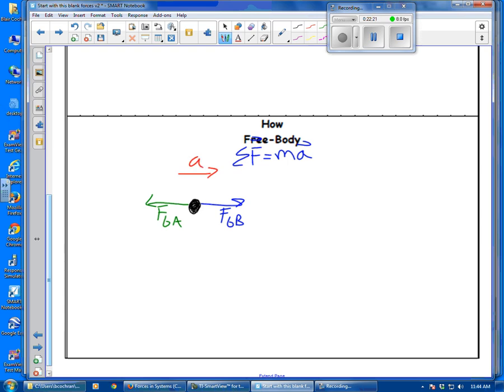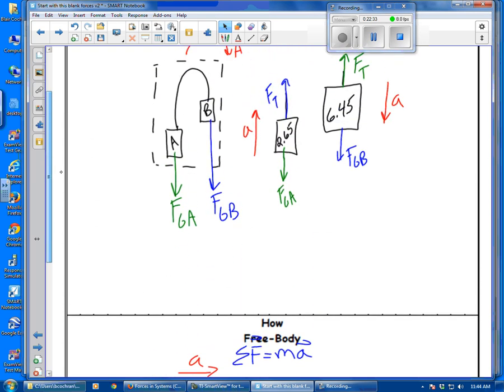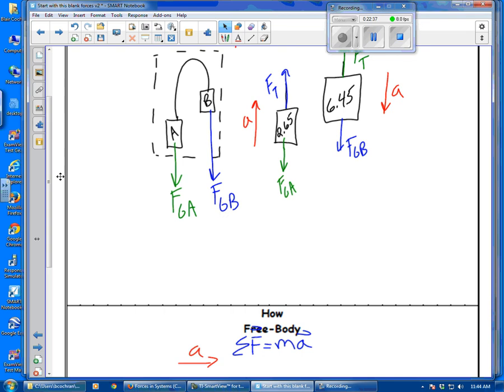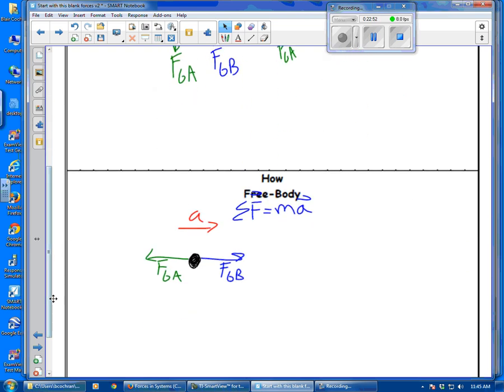So my attempt is to make more sense rather than how my force diagram looked. And let's see, 2.65 plus 6.45 would give me 9.1. Yeah, 9.1. So the inertia of my system is 9.1 kilograms. All right.